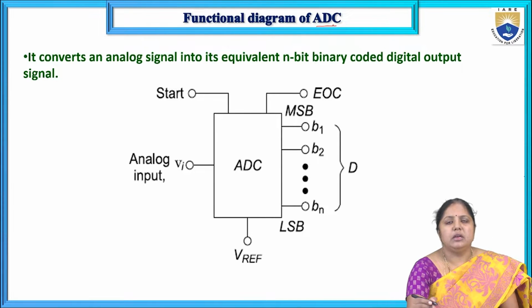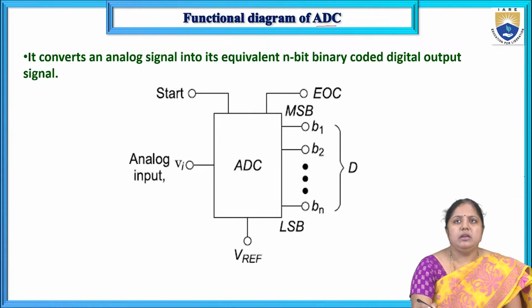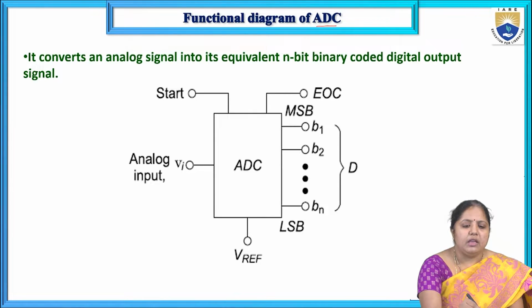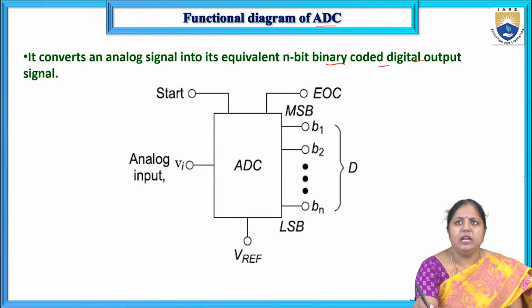So what is the basic diagram of the ADC? Here ADC is nothing but an analog to digital converter. We give the analog input signal and the circuit generates the equivalent digital output, a binary output. By definition, it is a converter which converts the analog signal into the equivalent n-bit binary coded digital output.